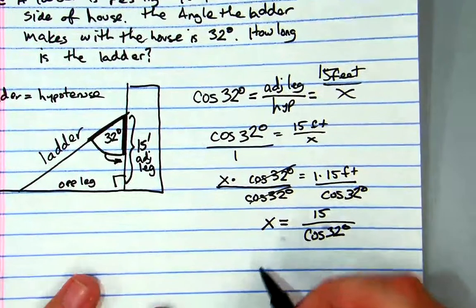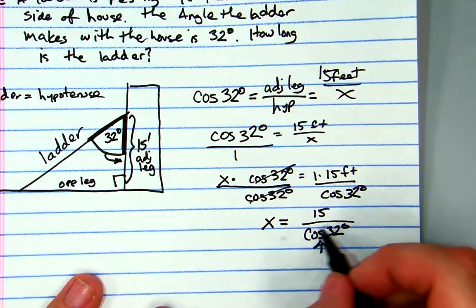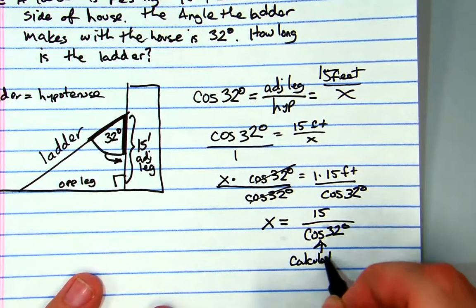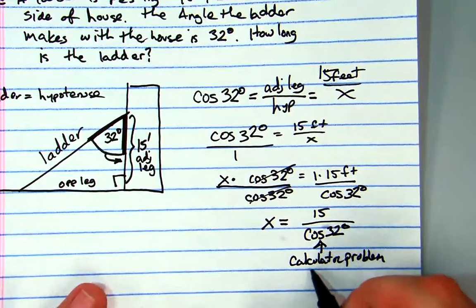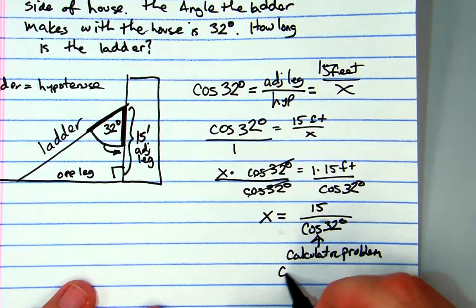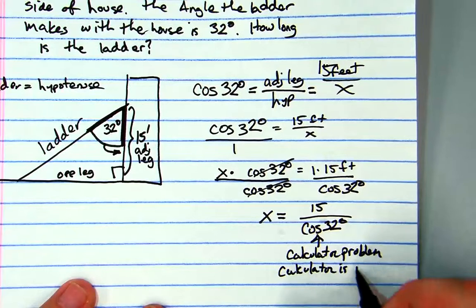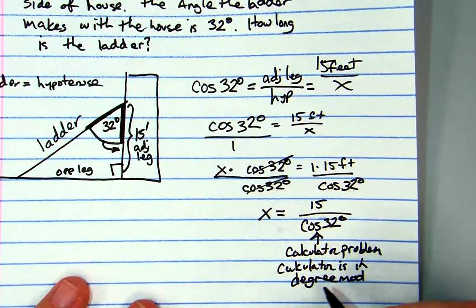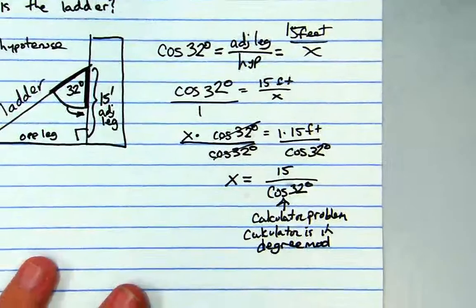Now, at this point, unless you have a table of values for the cosine, this is a calculator problem. And what you want to make sure is your calculator is in degree mode, not radians. Radians are something totally different. So let me move that up a little bit.